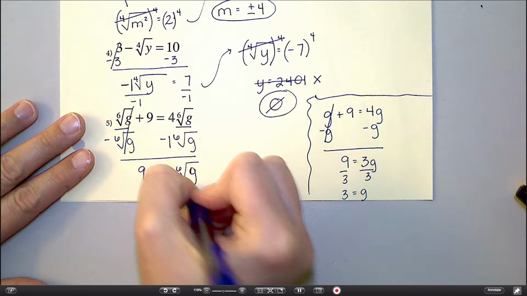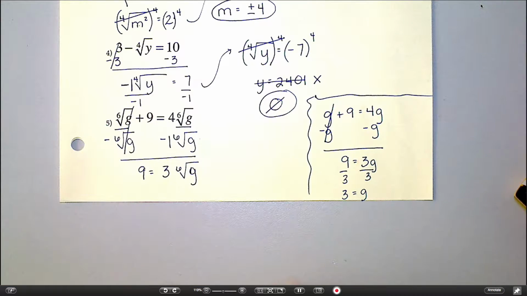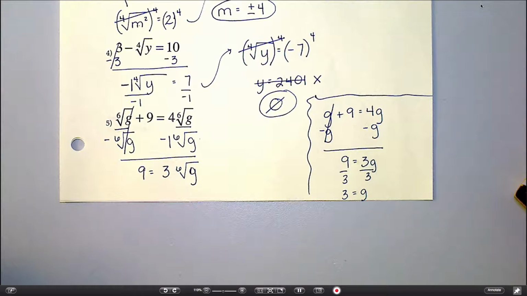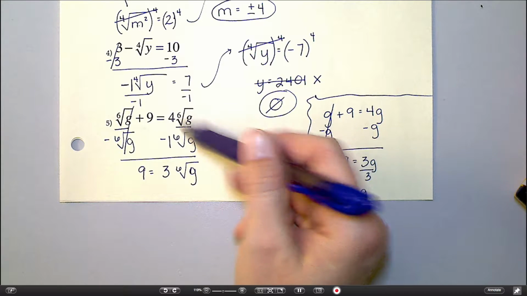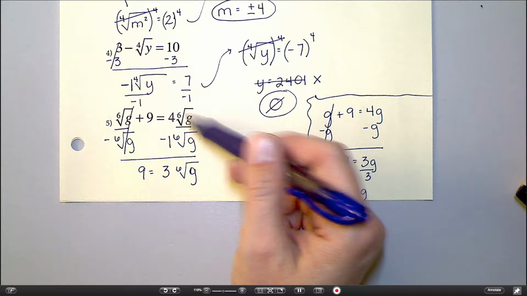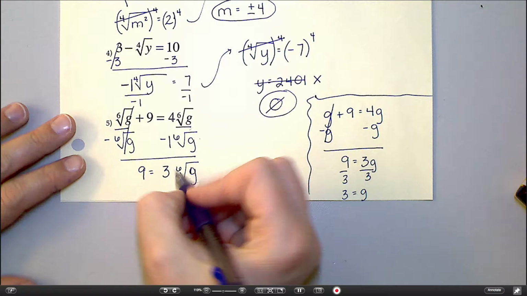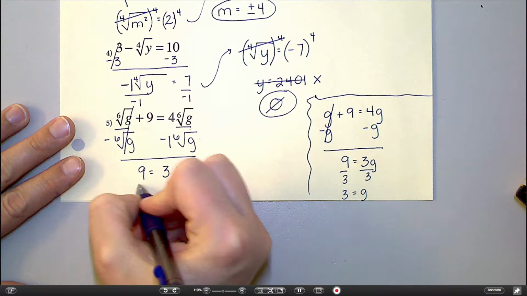Oops, that's supposed to be a g. Okay, so notice that my root, my radical, my variable does not change. It's just 4 of these minus 1 of these leaves me with 3 of these. Okay, so that one was kind of a tough one to get to that point. I would then take and divide by 3 and divide by 3.